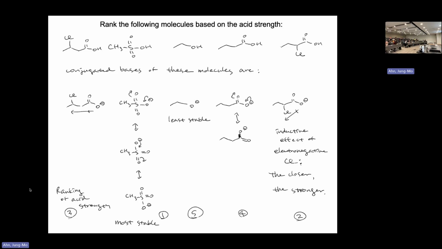The number of resonance structures matters because that's how many atoms can share the charge, right? The less each one gets, the lower the pressure. The more it spreads around, this always helps molecular stability. So that's why this is the most acidic, most stable, because of 3 resonance structures. This has 2 resonance structures like this, even though the chlorine is not there. So that's the reason.